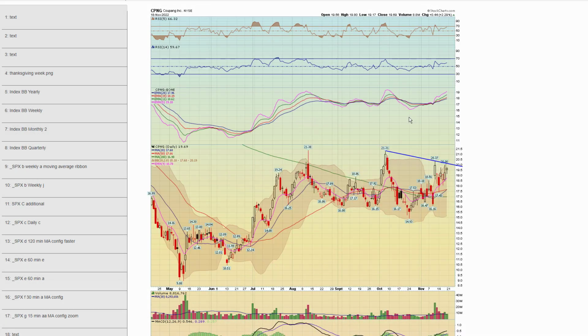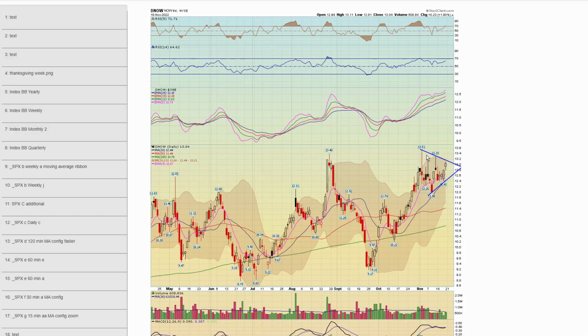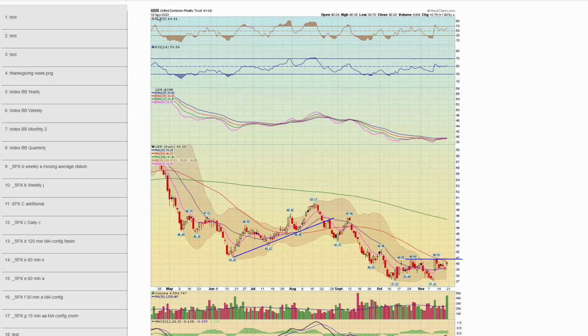Next, chart 93, CPNG. Kind of a cup and handle look. Long idea over this trend line. Next, chart 94, DNOW, tight coil here. Next, chart 95, UDR, long idea over this trend line, over this 40.95 area.